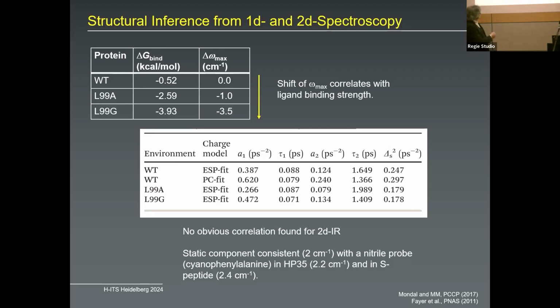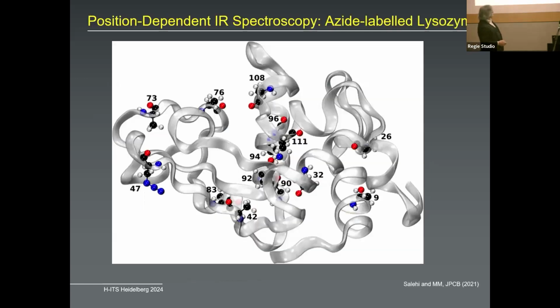And this static component, two wave numbers, converted from picosecond to the -2, is consistent with every other static component that was measured experimentally in Fayer's group in Stanford for different types of compounds. So these are all very realistic characteristics of these frequency correlation functions.